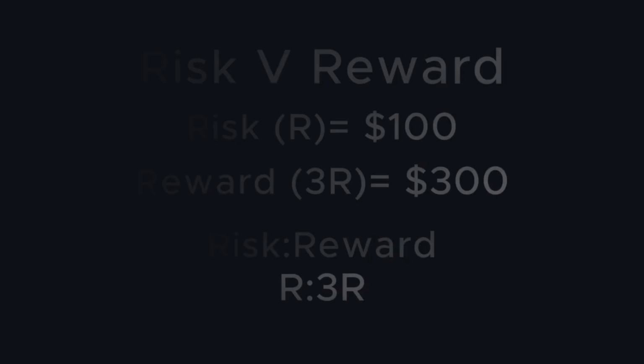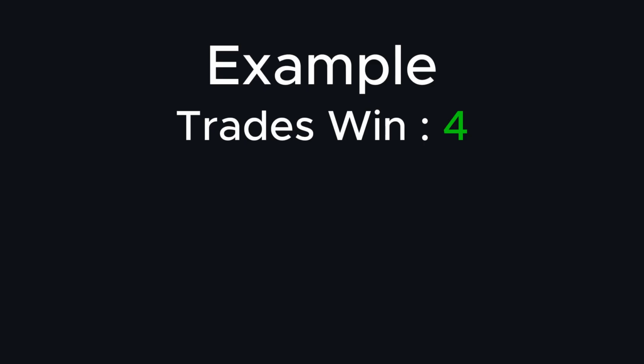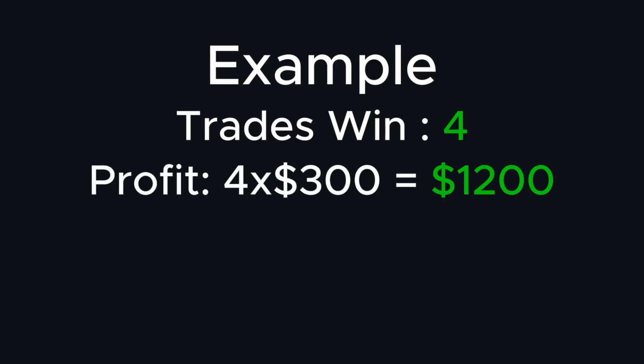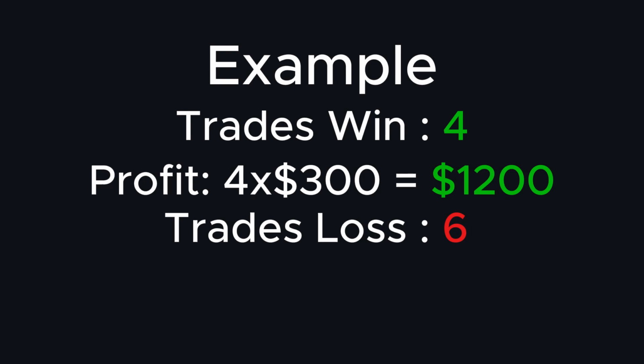So to break that example down further, let's say you win 4 trades, each at 3R. So that's $300 times 4 winning trades. That's $1,200. Now, you lose 6 trades. So out of 10 trades, you won 4 and you lost 6.